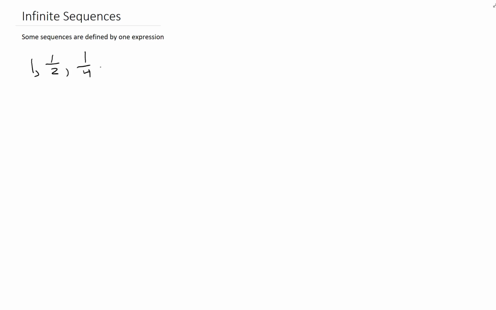So if we take the sequence 1, 1 over 2, 1 over 4, 1 over 8, and we keep going with that pattern, that can be seen as a function f of n is equal to 1 over 2 to the n, where then n is 0, and then n is 1, and then n is 2, etc.